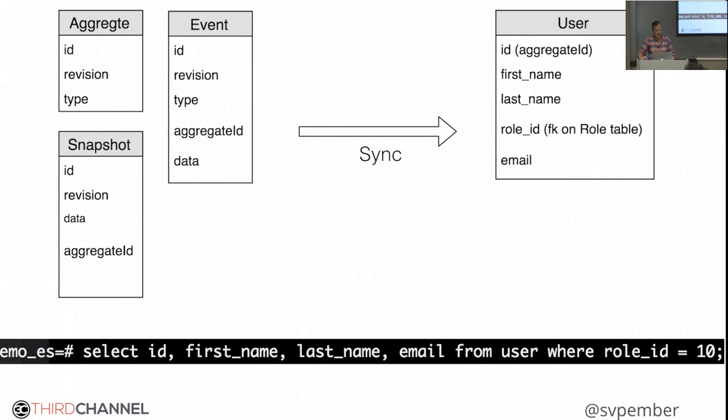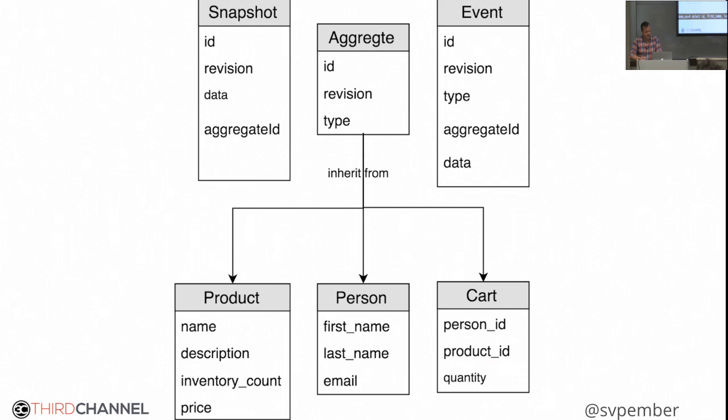The downside, again, is that you have to keep these writes in sync with each other. So when I update an object, I also have to write an event, which can be a pain. Second, and this is my preferred pattern, is what I call the hybrid approach.